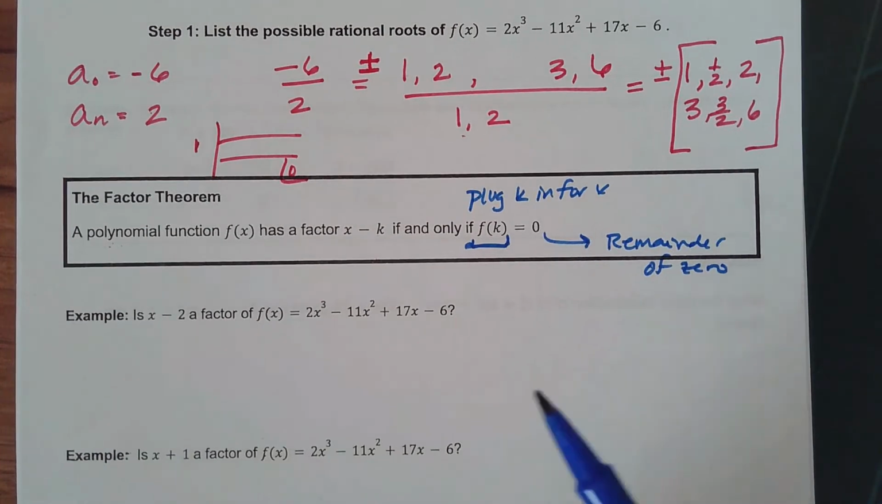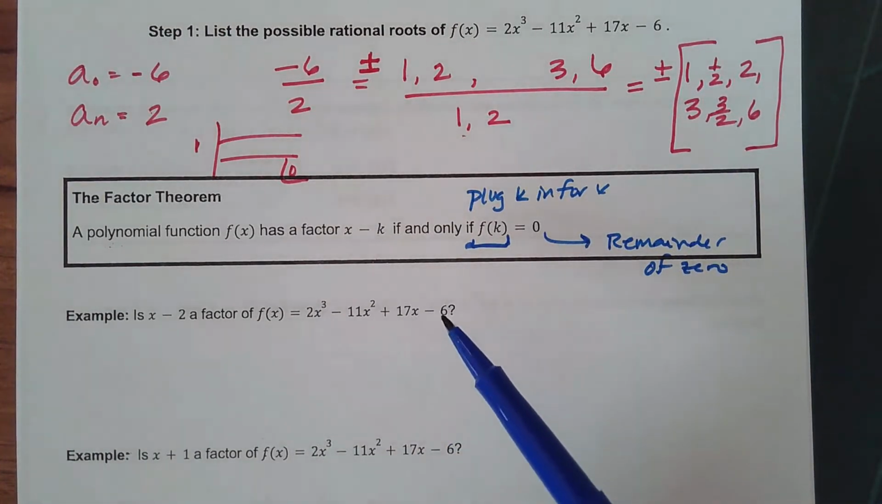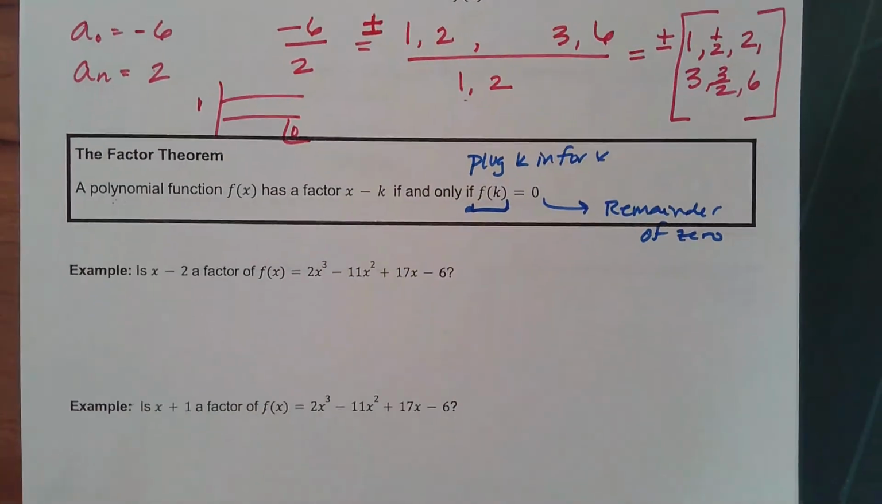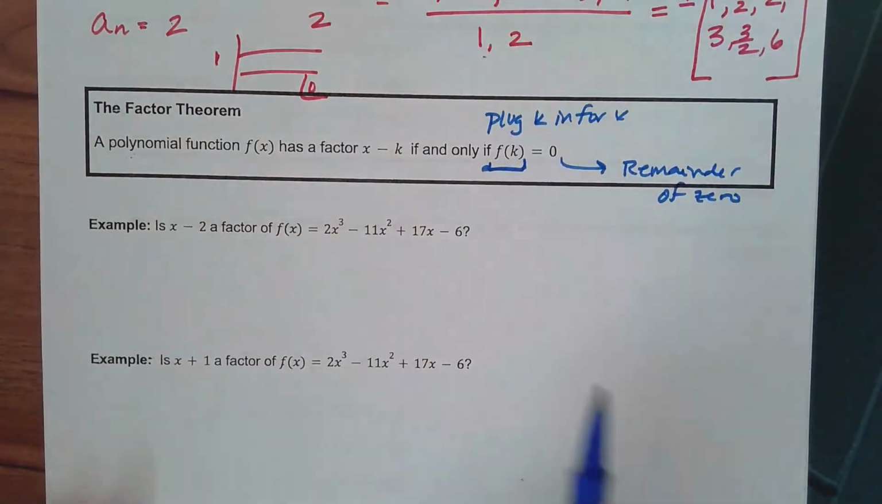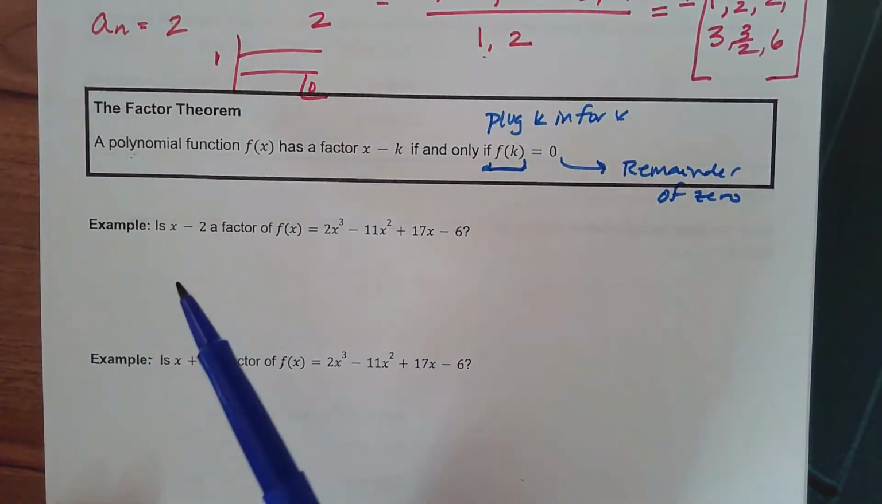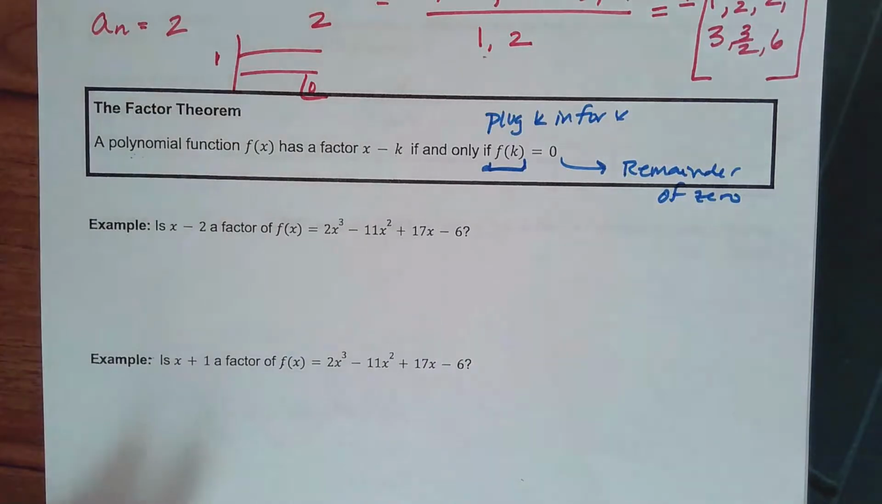What we're doing here is I'm going to give you an example of how we're going to use what we call synthetic substitution. Basically we're just going to plug it in. I'm going to do it 2 ways, but rather than using synthetic division to see if it has a factor, or using long division to see if it goes in there evenly, we can use a shortcut way.